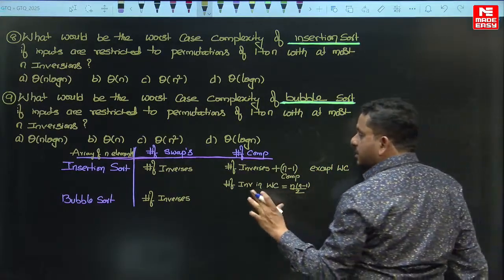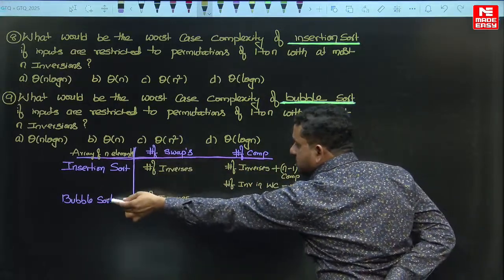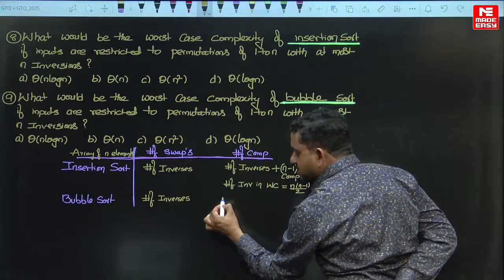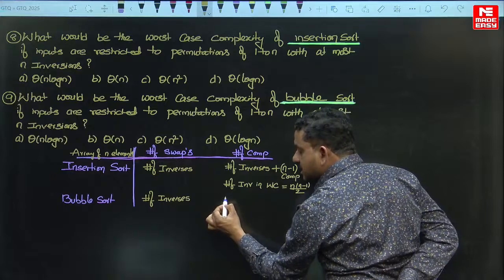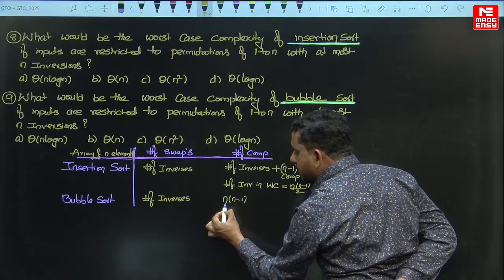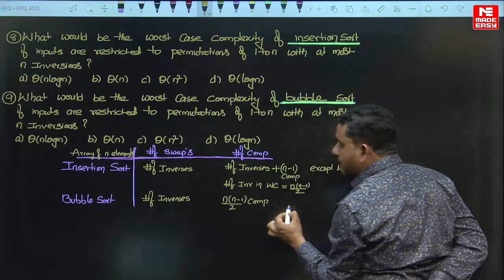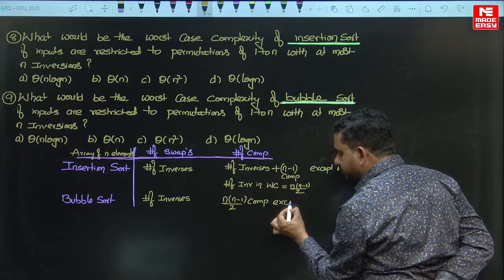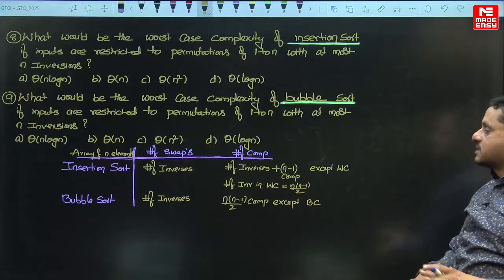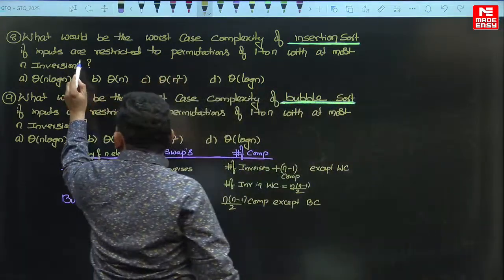But for bubble sort, even though the number of swaps is equal to the number of inversions, the comparisons may not reduce. Even with fewer inversions, comparisons may not reduce. So it may take n into n minus 1 by 2 comparisons, except in the best case.